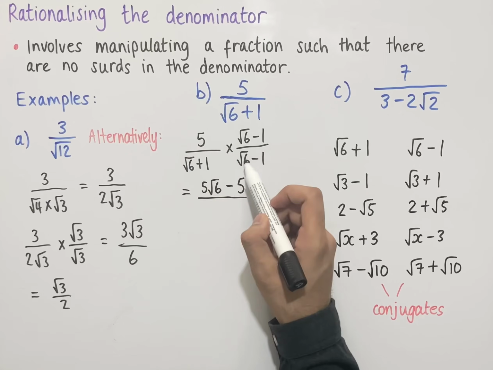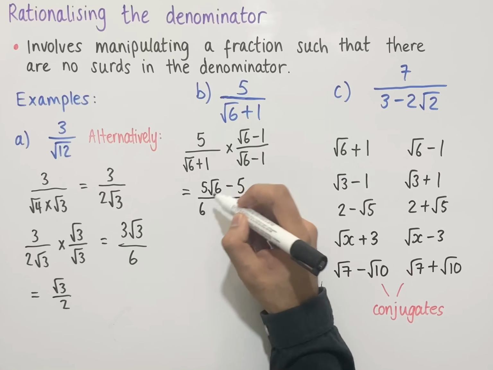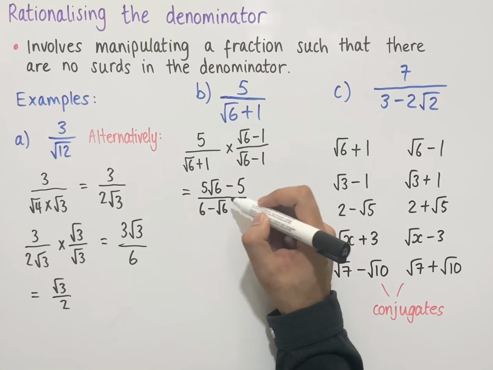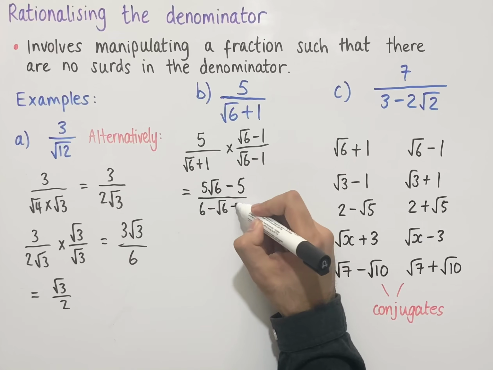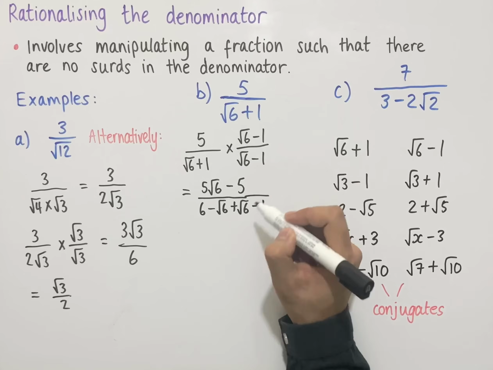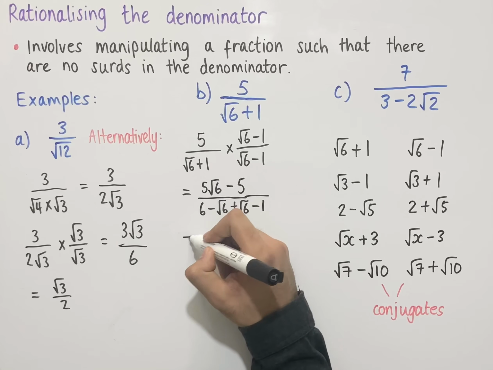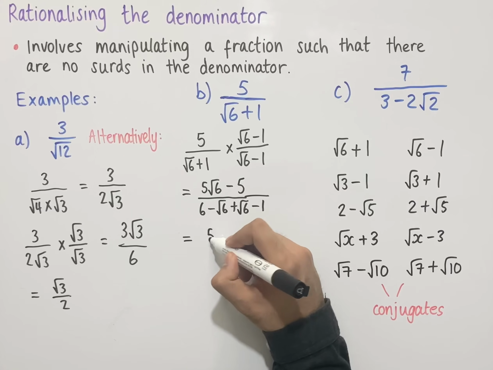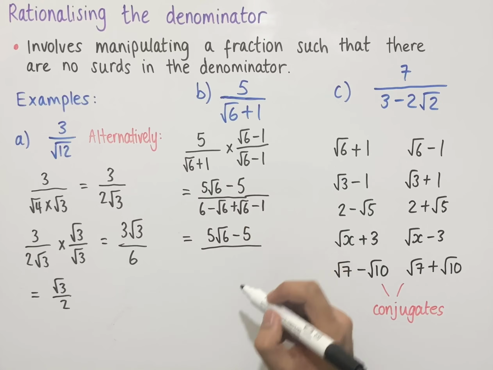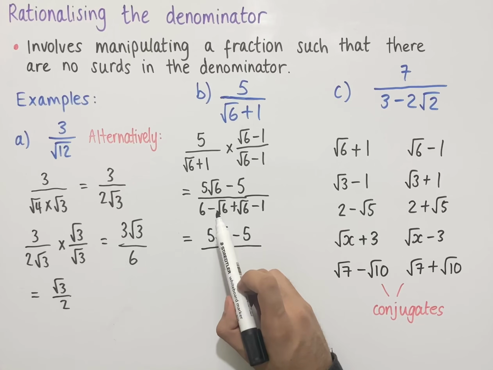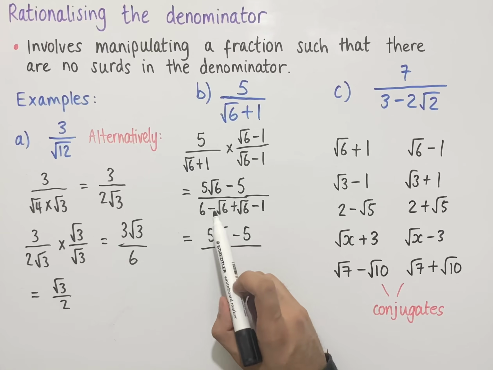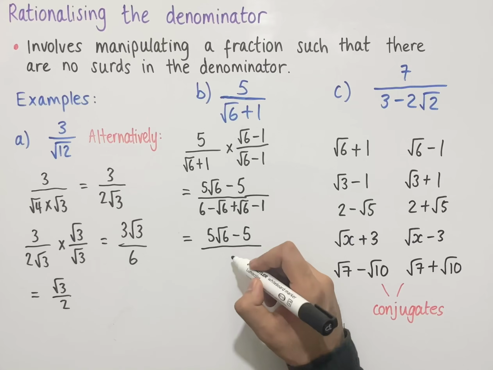So root 6 times root 6 is 6, root 6 times minus 1 is minus root 6, 1 times root 6 is plus root 6, and then 1 times minus 1 is minus 1. We can now simplify the denominator here, so we have 5 root 6 minus 5 in the numerator, and now in the denominator we see that minus root 6 plus root 6 cancel with each other, and so we're left with 6 minus 1, which is equal to 5.